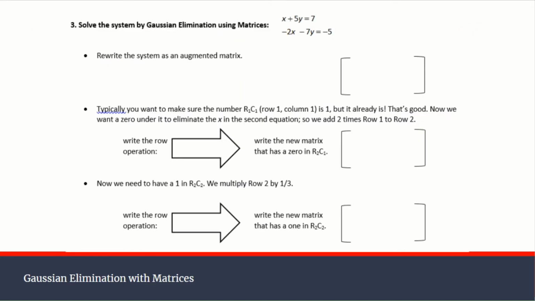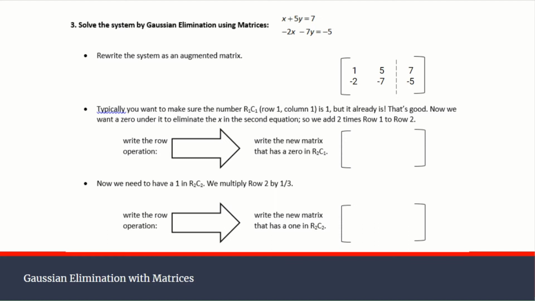Okay, so let's solve this one that's an example in your notes. You have x plus 5y equals 7, negative 2x minus 7y equals negative 5. When you rewrite as an augmented matrix, it looks like this. No problem at all. Coefficients of your variables on the left, answers on the right.